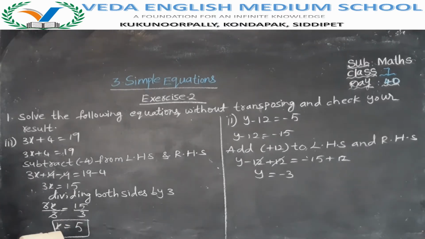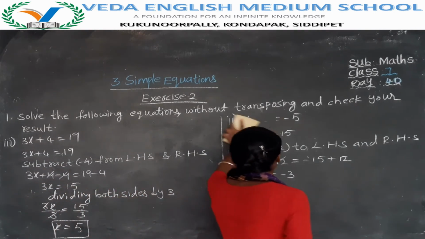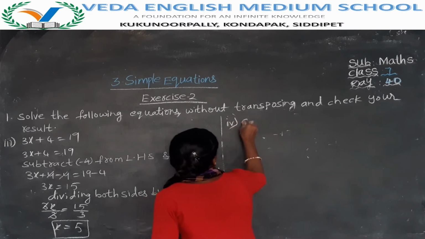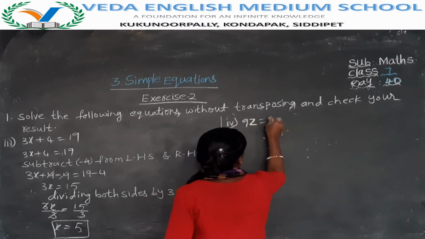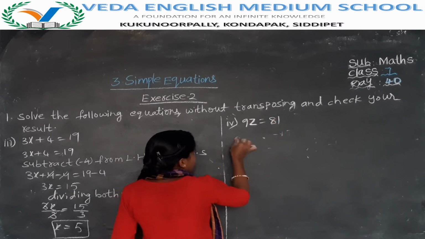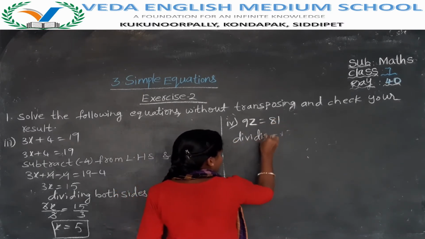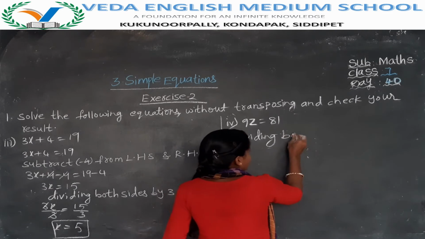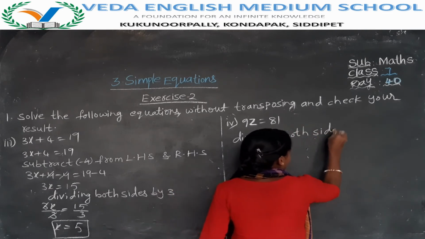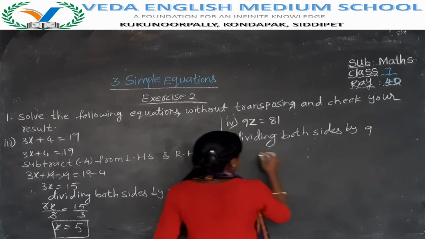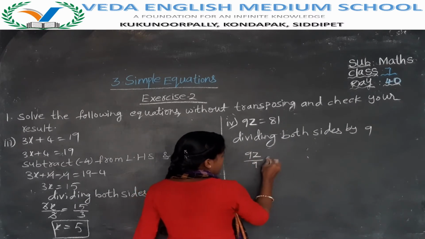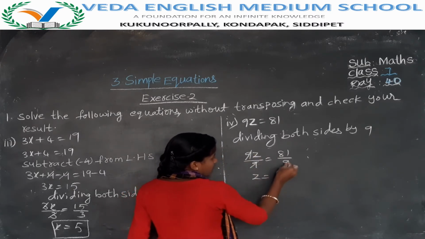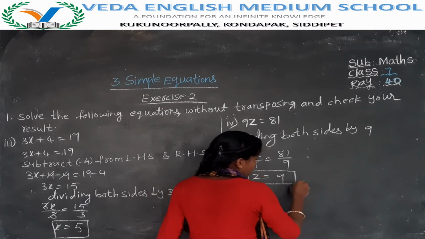Next, fourth question. 9z is equal to 81. Solution. What we have to do? Here we need only z. So we have to divide both sides by 9. Dividing both sides by 9. 9z by 9 is equal to 81 by 9. 9 will get cancelled, only z will be left. 9 9s are 81. The value of z is 9.